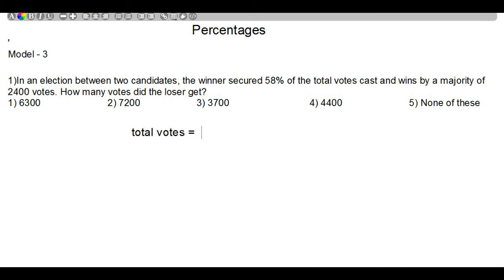Let us discuss the next model from percentages, which is based on an election between two persons. These type of questions have been very frequently asked in the previous bank exams and it is quite easy to solve. Let us look at the first example. In an election between two candidates, the winner secured 58% of the total votes cast and wins by a majority of 2,400 votes. How many votes did the loser get?